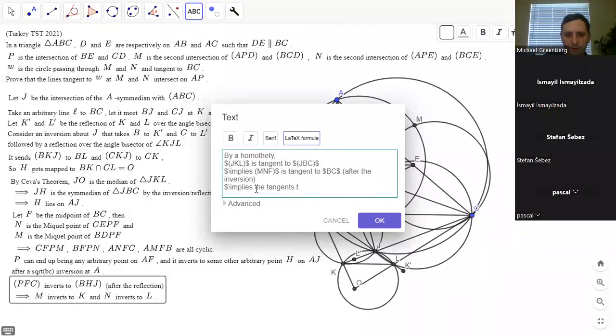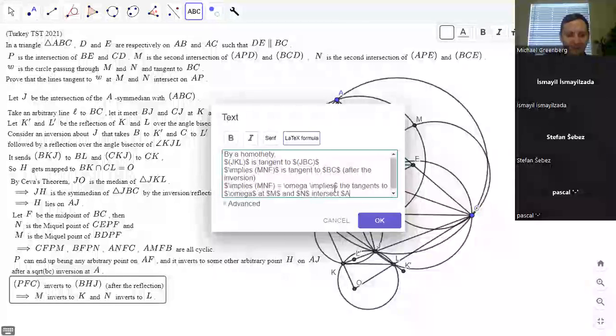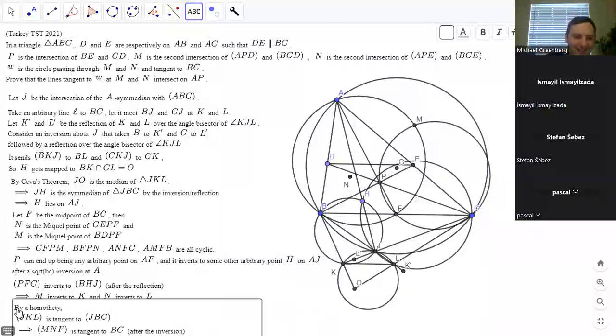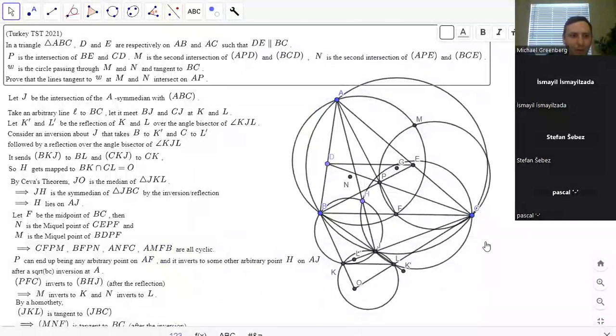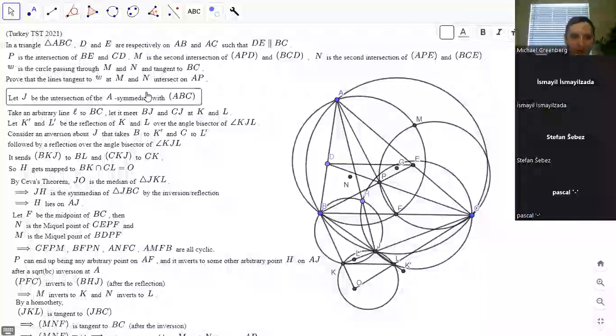Well, I'll say that implies that MF equals omega, which implies the tangents to omega at M and N intersect on AP. So yeah, it took a while to write that out. It's a tricky way of thinking about it, but it works. So thanks for the proof. Anyone have any questions on this? There's a lot going on here. So if you don't understand it, you could ask me after the session.